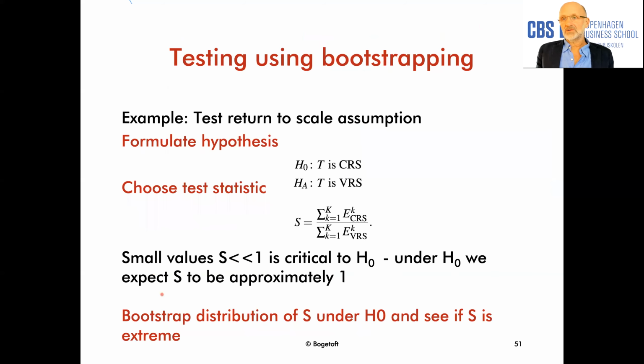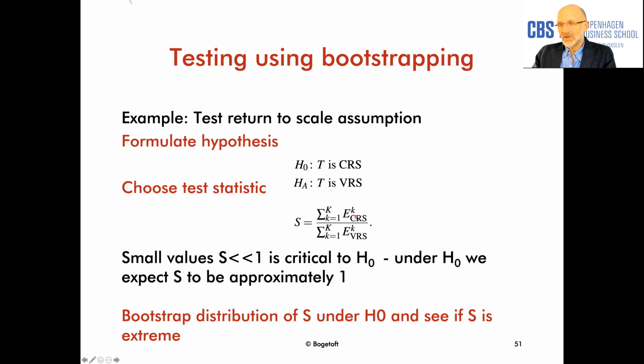The next thing I'm going to do is to discuss how you can use this whole technique to do some testing. I'll just try to illustrate if you want to run a test for returns to scale. The hypothesis is that we have a constant return to scale. The alternative is that we have a variable return to scale technology. One of the ways you could do that is to use the test statistic, which is just you look at the efficiency scores for all the firms under a constant return to scale, and you divide by the sum of the efficiency scores when you have variable return to scale.